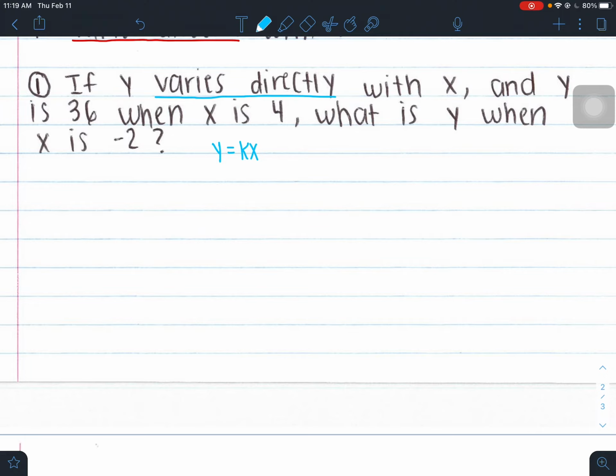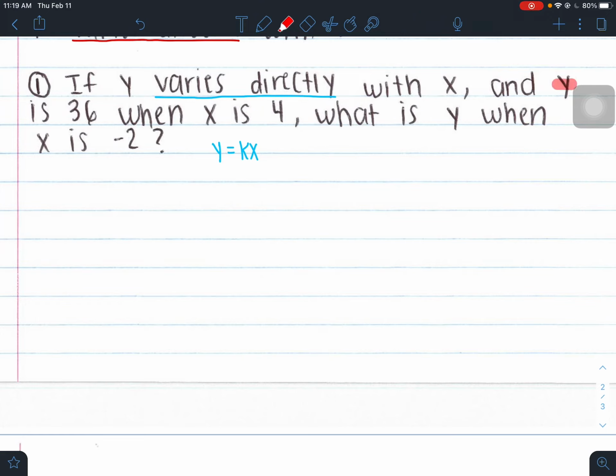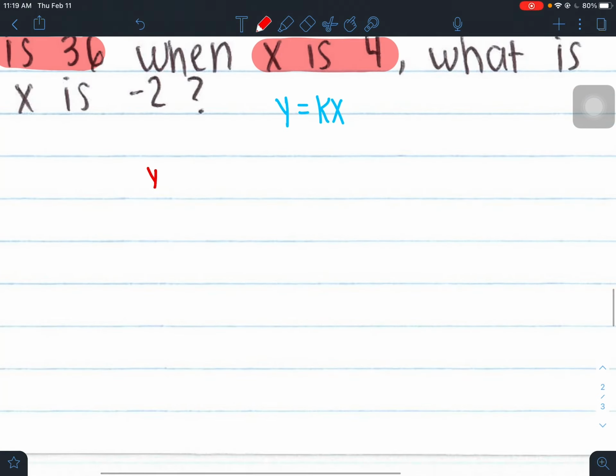It says when Y is 36, X is 4. Okay, so when Y is 36, X is 4. So let's go ahead and write that down. When Y is 36, X is 4.